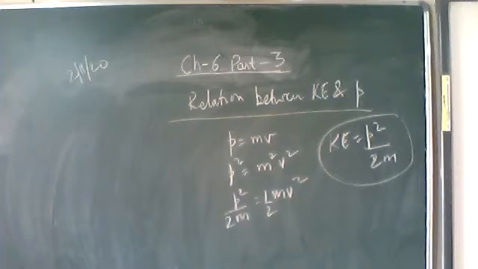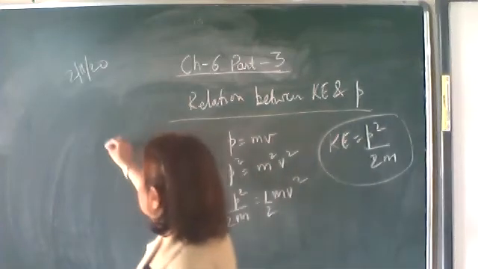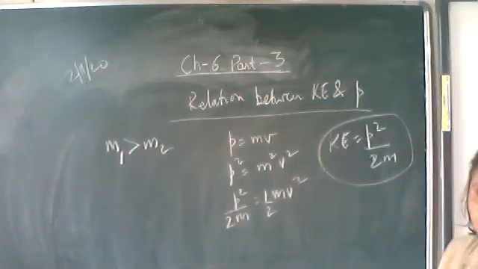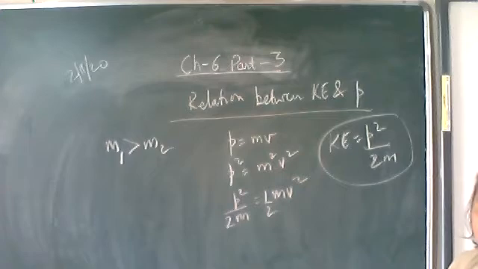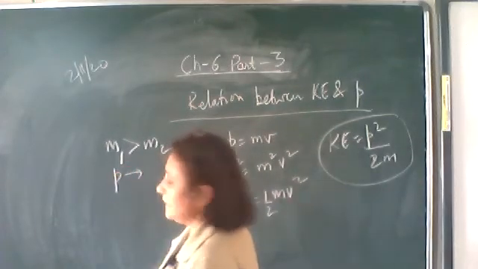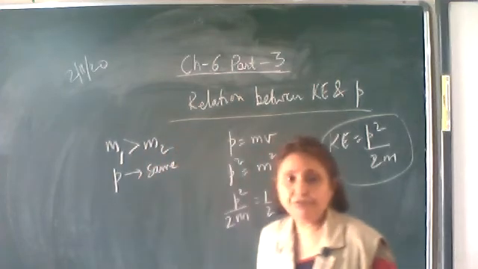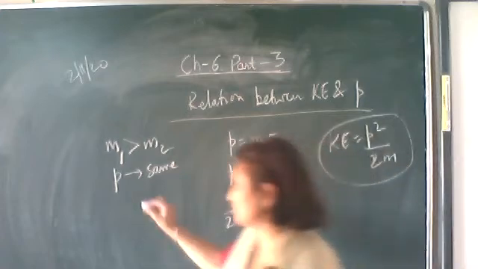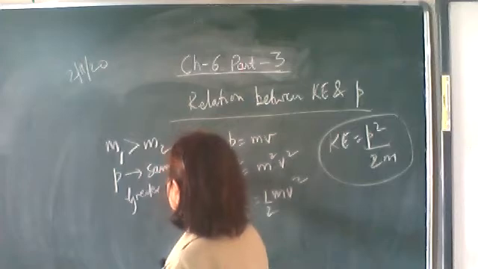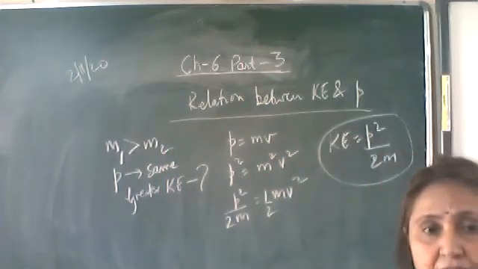Okay, written. Now write a question. Two bodies, m1 greater than m2, that is, they are having their masses m1 and m2, have the same linear momentum. Which body has greater kinetic energy? The one which is having mass m1 or the one which is having mass m2?